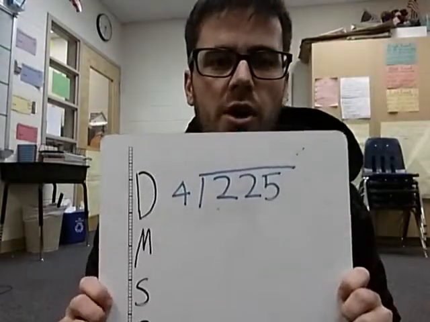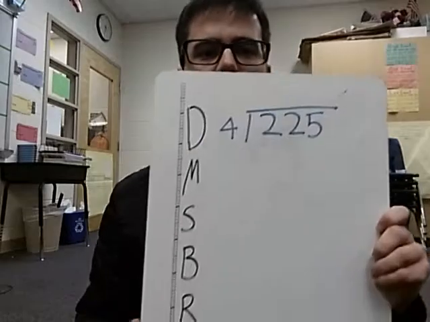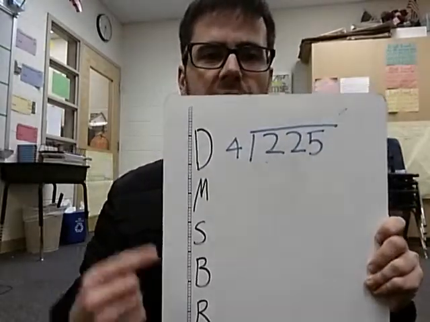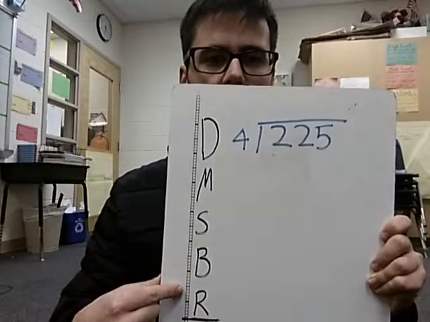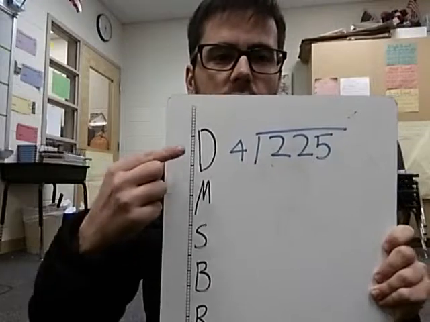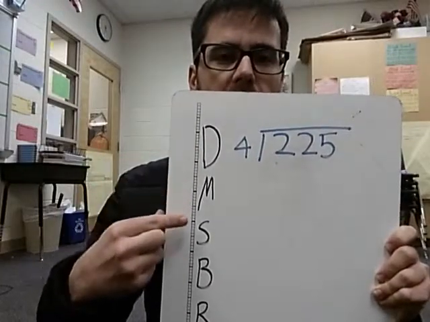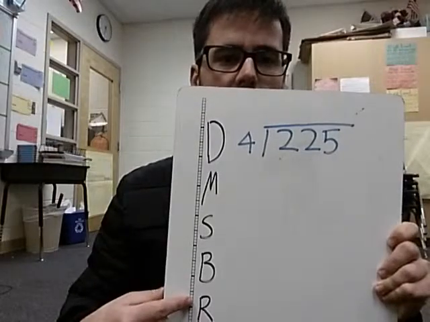So this video is to teach you how to do that. Okay, so I'm going to show you a problem. I have 225 divided by 4. Now on the side, I've put our old friends, the daddy, mommy, sister, brother, and Rover, which again, remember from 3rd grade probably, stands for divide, multiply, subtract, bring down, and repeat the whole process.